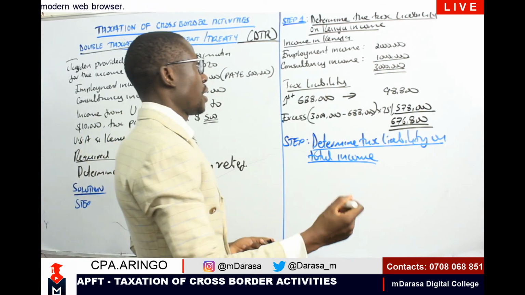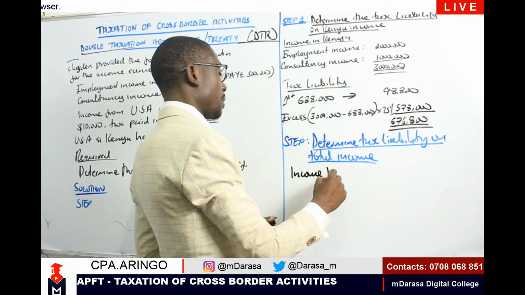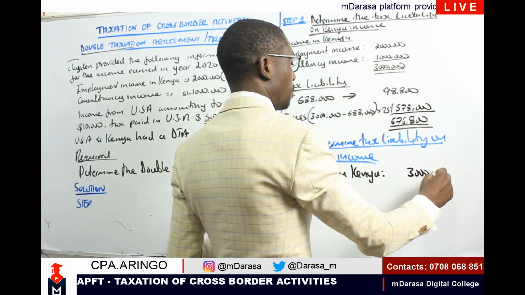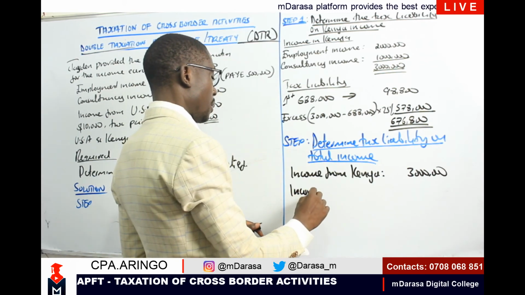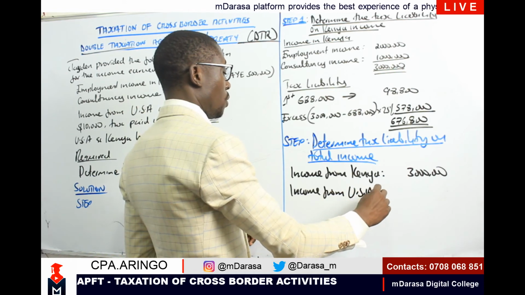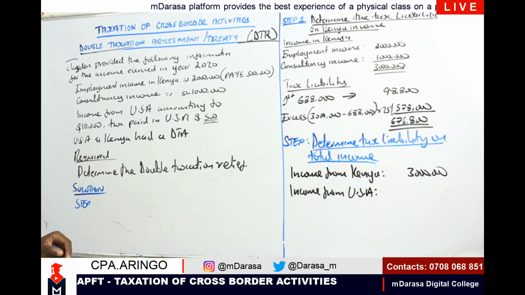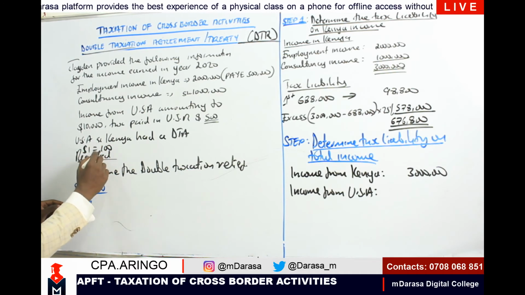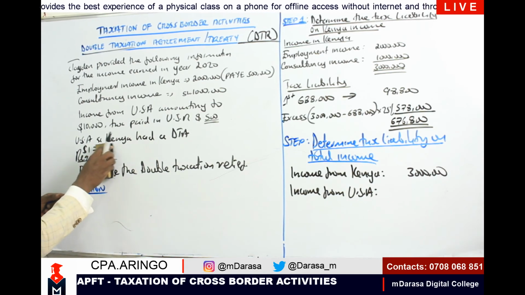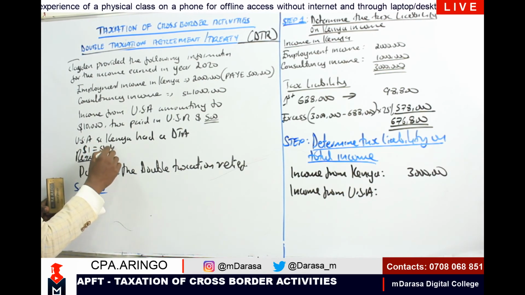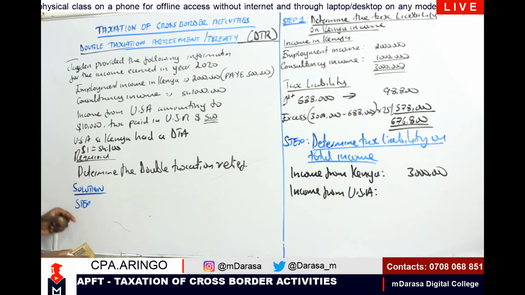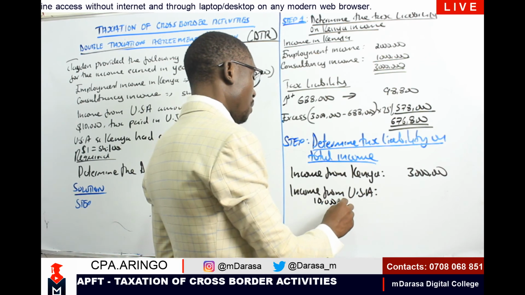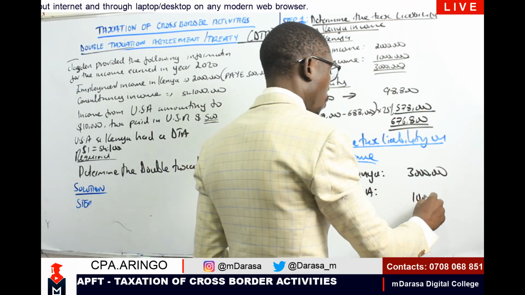So, how much do we have here? We have income from Kenya. I'm having a figure of 3 million. Income from USA. We do have how much? You are given a figure of $10,000. Assuming that $1 was equivalent to 100 shillings. So in this case we should be talking of 1 million, because I'll be multiplying our $10,000 by 100 to give us a figure of 1 million.